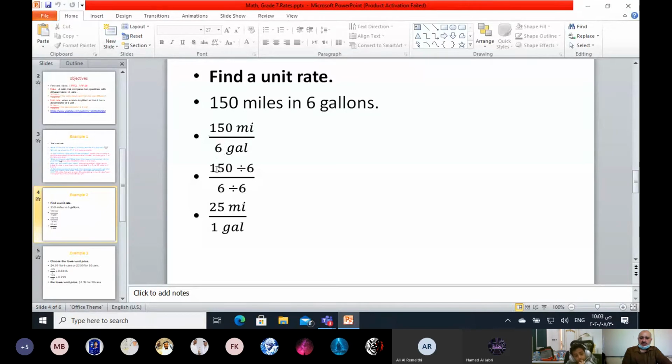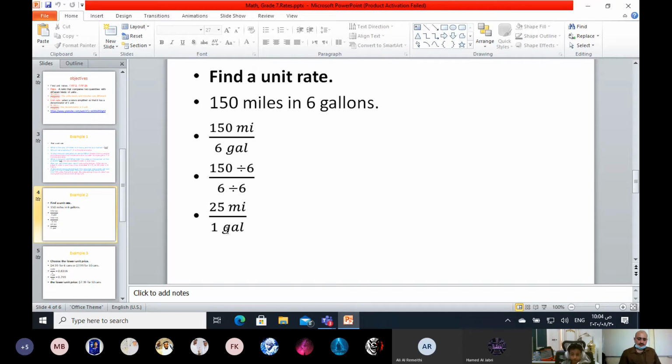Now 150 divided by 6 will be 25, and 6 divided by 6 will be 1. So we have now 25 miles per 1 gallon. This is the unit rate. Why? Because we have 1 in the denominator. Always when you have 1 in the denominator, the rate is a unit rate.